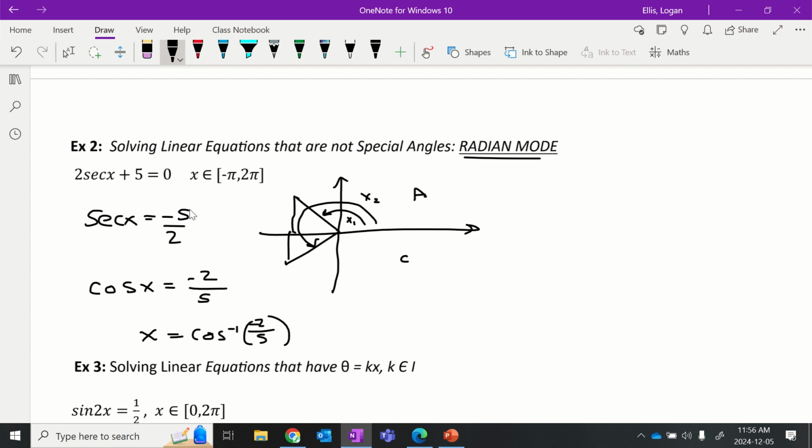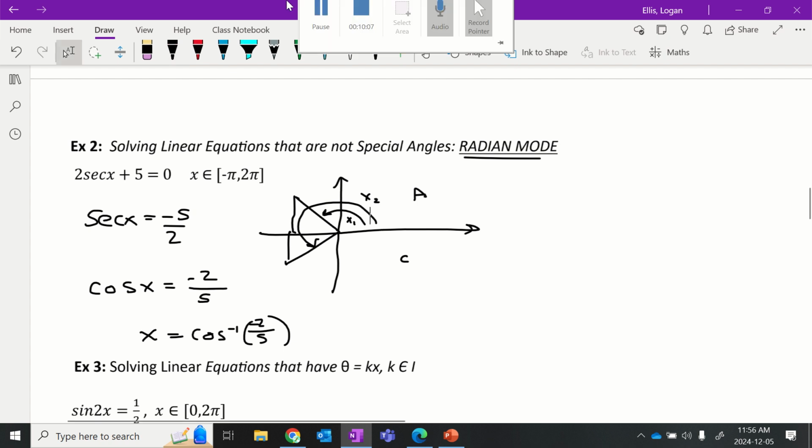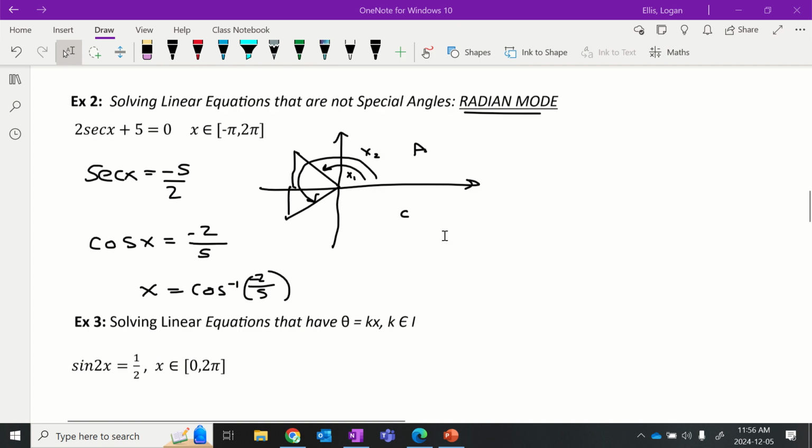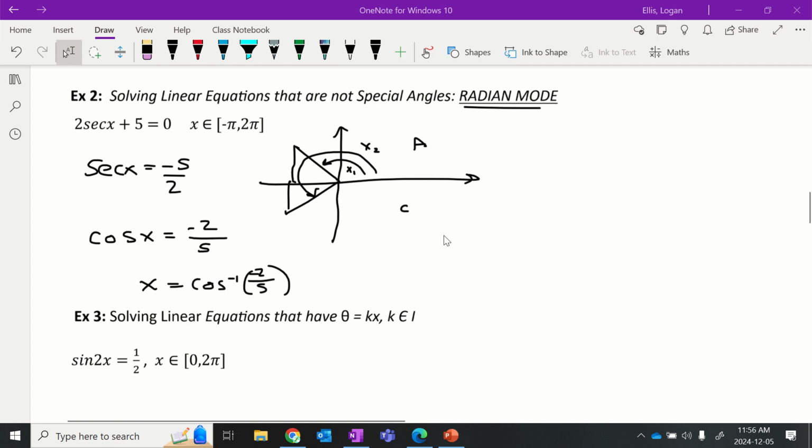So let's see, when we use our calculator and do cos inverse, I'm going to make sure my calculator is in radian mode. One second, I'm going to pause. All right, there we go. After getting all that set up, you learn that this is 1.98.